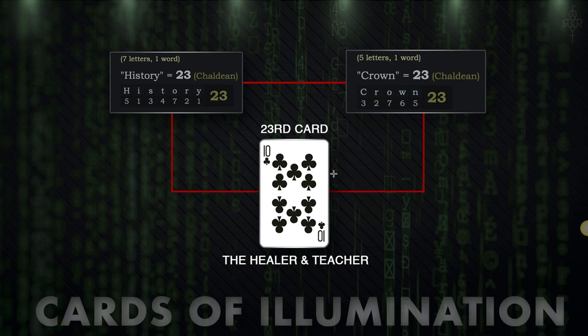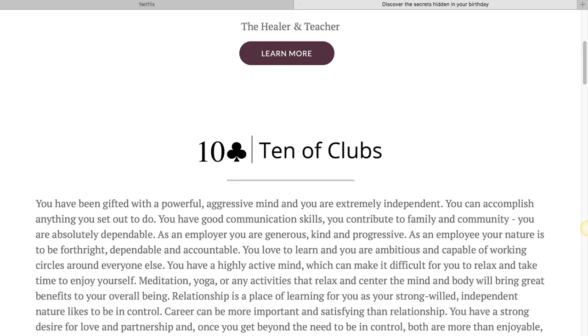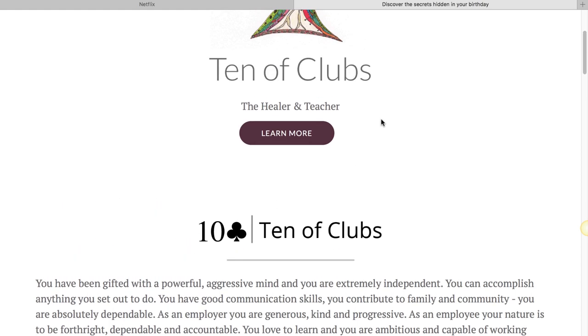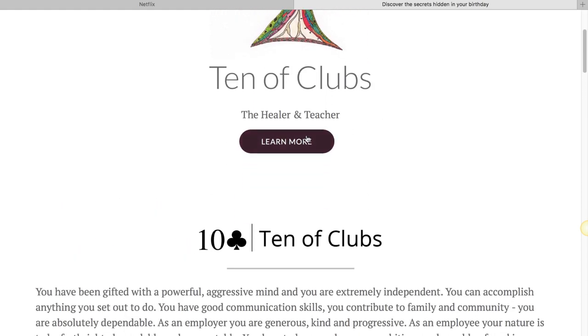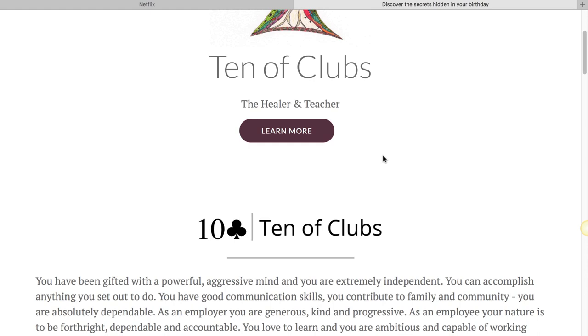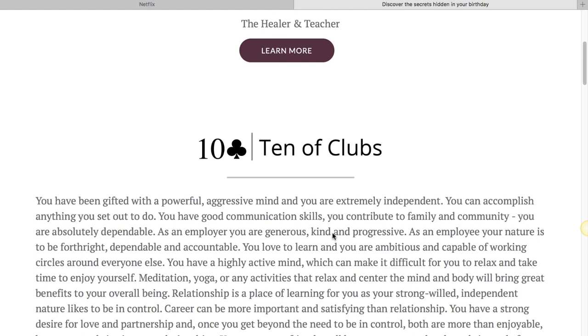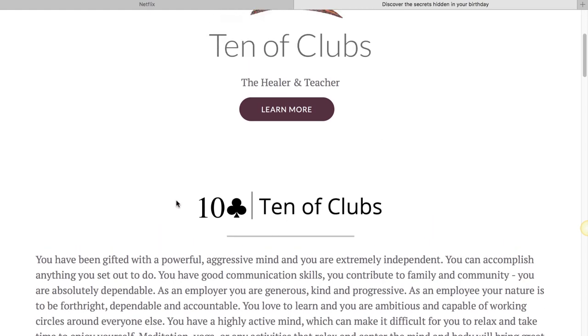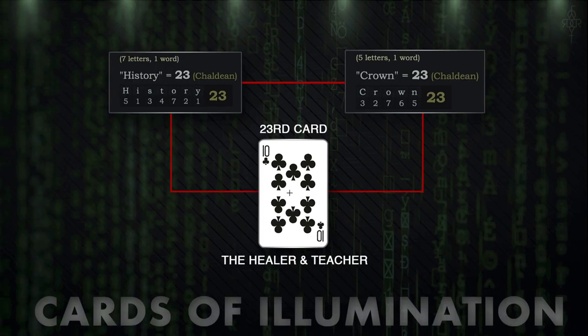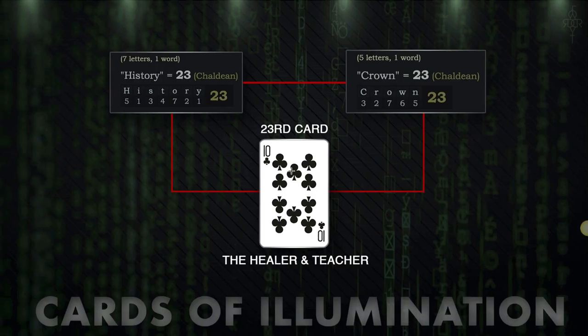Male and female. 0 is female, 1 is masculine. This is the healer and teacher card. The reason why I say that is if you go to this website right here, Star of the Magi, it's my friend Sharon's website. Got a great deal of information here. Each card, you can click on the learn more. You can find your card. Each birthday is represented by a card. So the 10 of clubs is the healer and teacher card. It's the 23rd card in the deck.